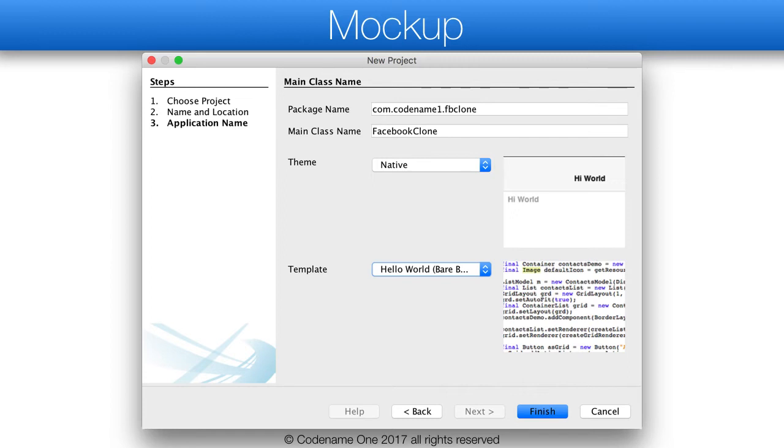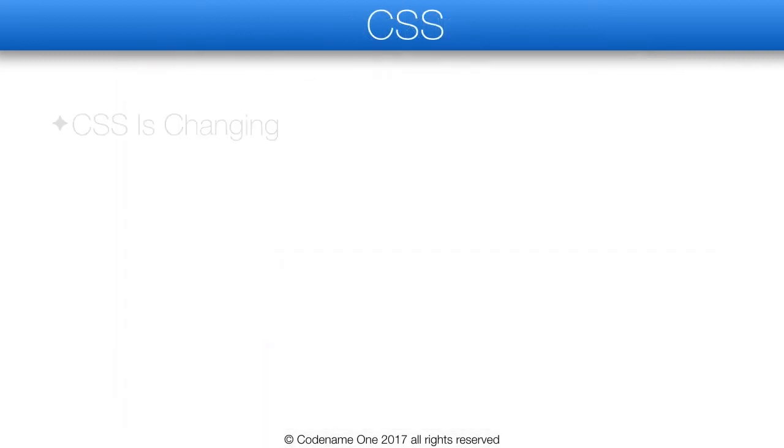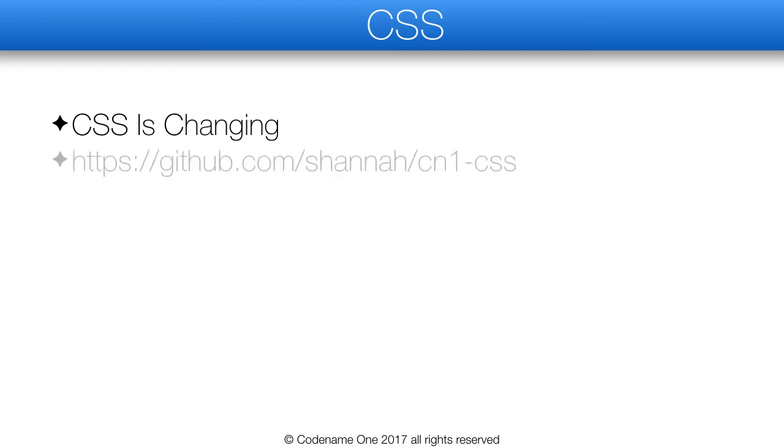I created a standard Codename One project with the following settings. Project name, Facebook clone, package name, com.codename1.fbclone, template barebones, and theme, native. I will use CSS for this project. The CSS plugin is getting a complete rework right now and would be integrated into Codename One soon. Check out the CSS project on GitHub for installation and activation instructions as these will probably change by the time you see this.